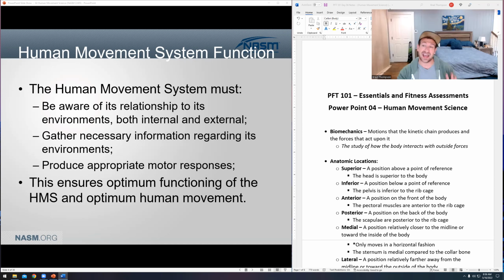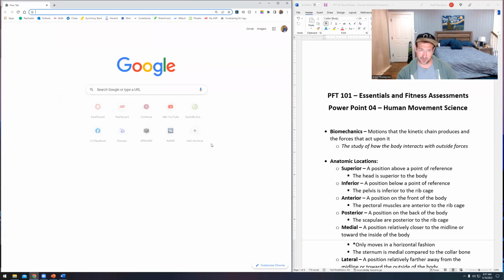So we need to be able to gather information and interpret it very, very quickly, which luckily is what our nervous system is very good at, and then produce the appropriate movement response. But oftentimes what will happen is we'll collapse a joint down the wrong way, and that will often cause us to produce the wrong motor response.